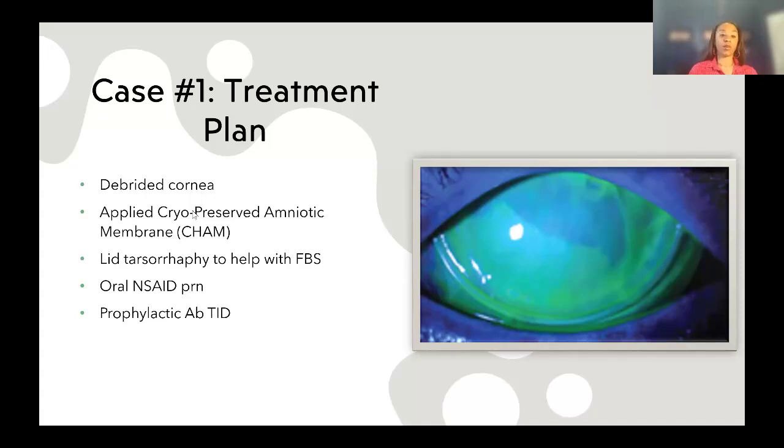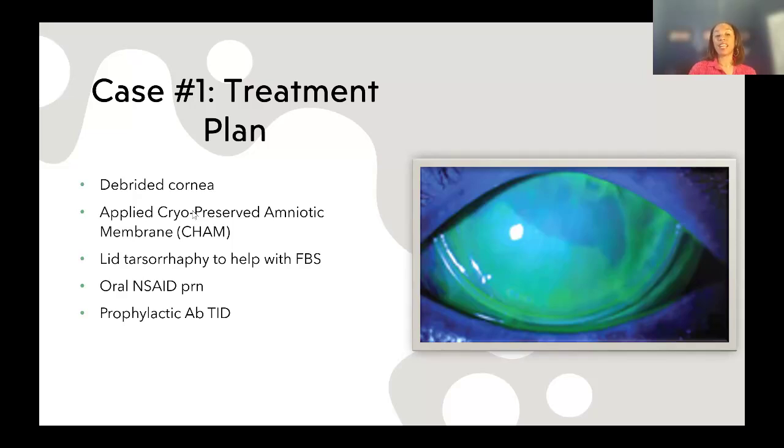I applied a cryopreserved amniotic membrane. I did a lid tarsorrhaphy because he was very uncomfortable with the particular membrane that I chose. You can see here, it has a silicone ring. So I just taped his lid shut, no big deal, with a little bit of surgical tape. I gave him an oral NSAID as needed, not for the RCE, but for the foreign body sensation that he was experiencing from the membrane.